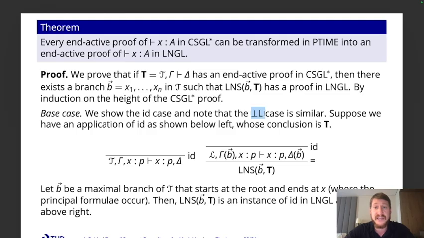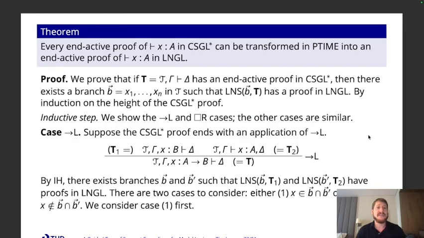The falsum left case is done in pretty much the same way. All right, let's look at the inductive step now. I'm going to show the implication left and the box right cases. The other cases are similar, if not simpler than these. These really are the interesting cases. So let's consider the implication left case first. I'm going to suppose that my tree sequent proof ends with an application of the implication left rule. T1 represents the left premise, T2 represents the right premise, and T represents the conclusion.